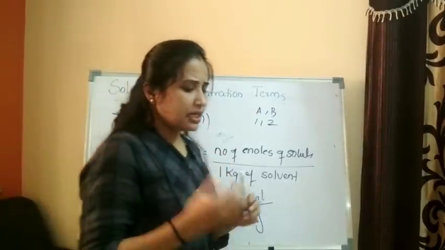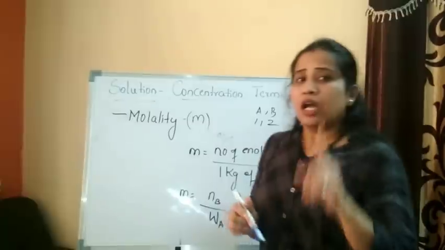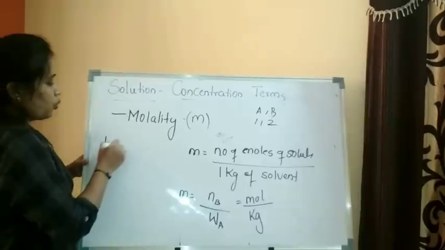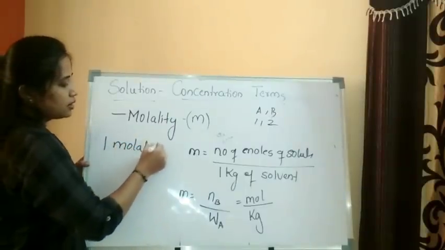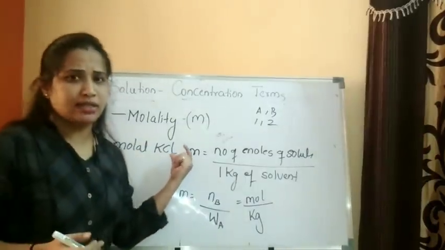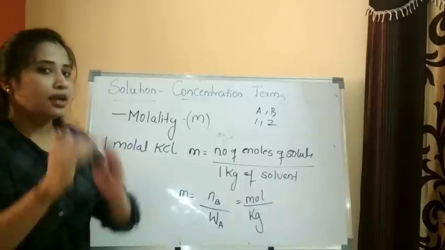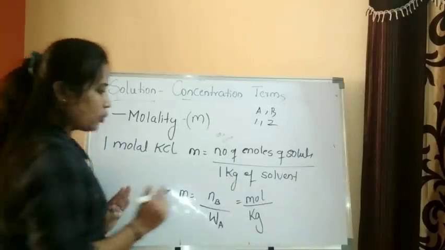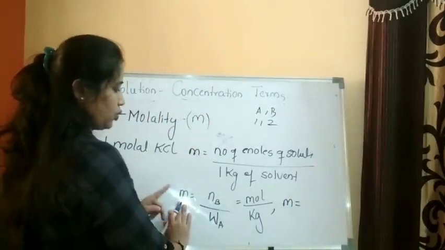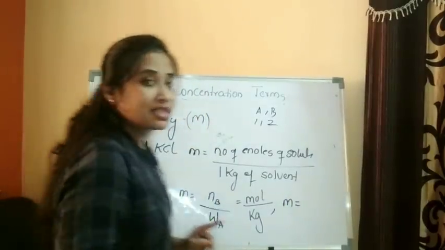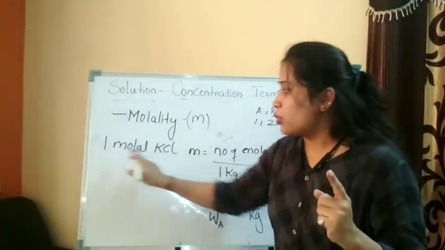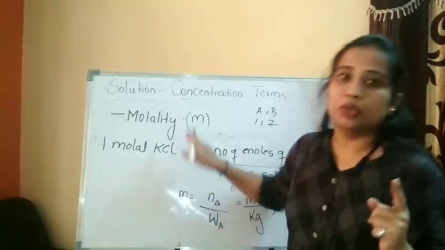If, for example, in a laboratory I want to prepare a 1 molal solution, let us take KCl. I want to prepare a potassium chloride solution of 1 molal. It's a standard. So molality is equal to 1 mole of the solute, KCl. 1 molal means it's a standard solution.